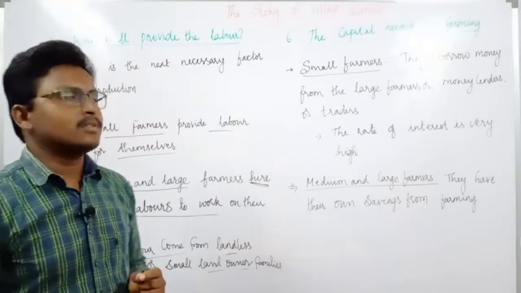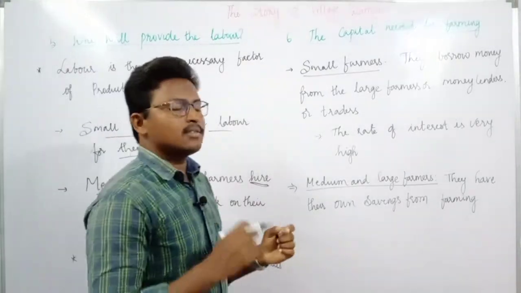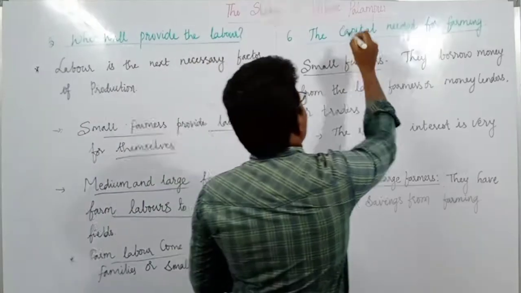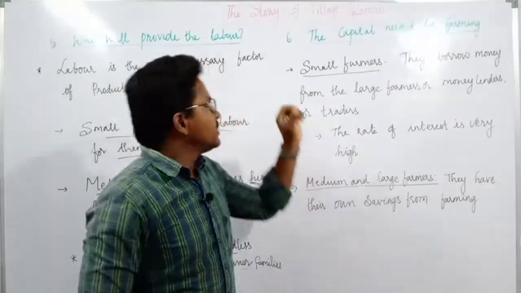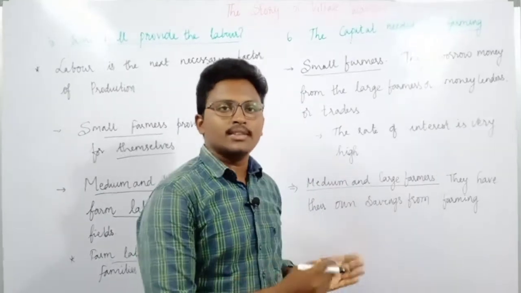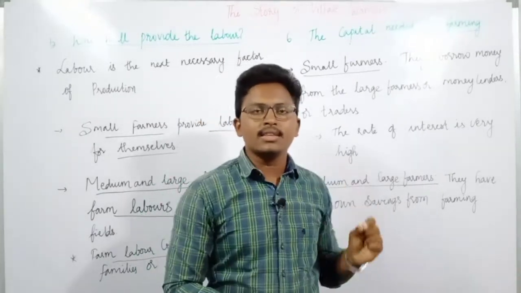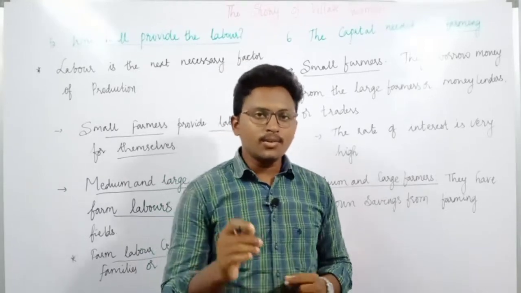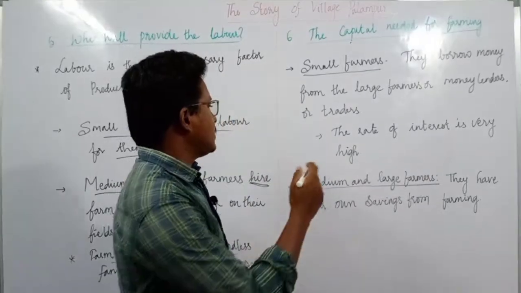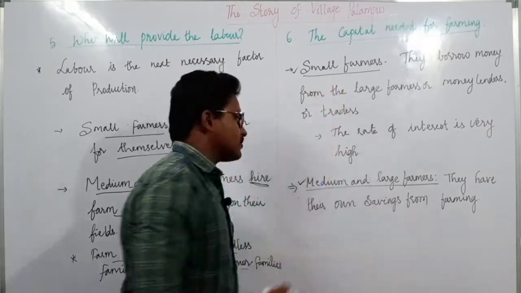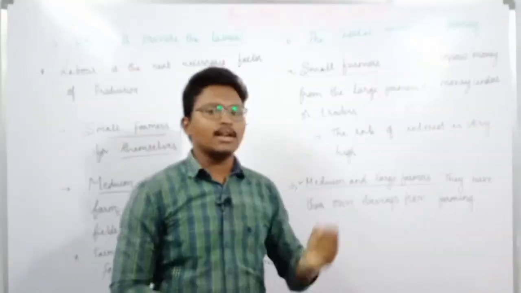And the next question arises, that means the next factor of production is capital. So the capital needed for farming, who will provide this capital, or from where will they get this capital to cultivate or to do this agriculture? Again here, we will divide them into two different groups. One is small farmers, the second one is medium and large farmers.